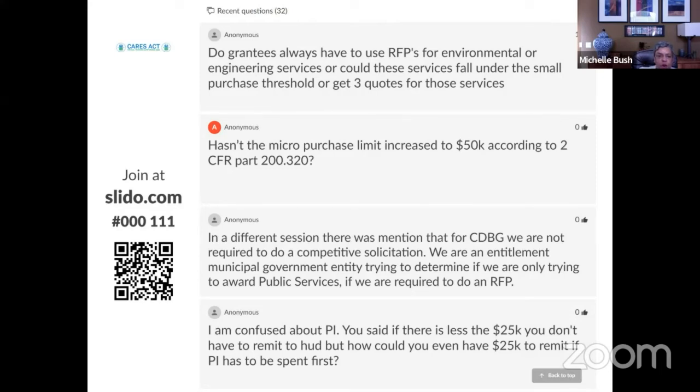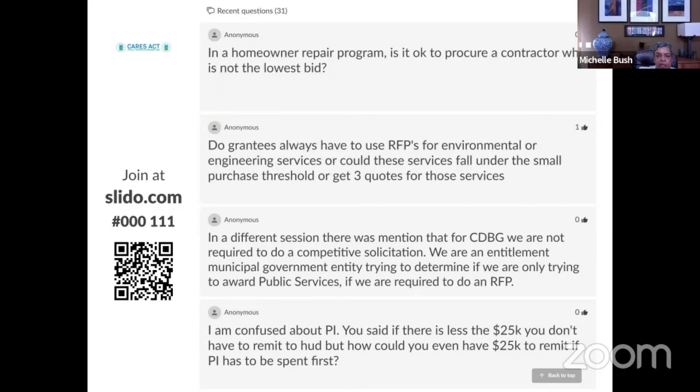Do grantees always have to use RFPs for environmental or engineering services, or could these services fall under the small purchase threshold or get 3 quotes for these services? I think that would have to be, again, in compliance with what your local procurement policies are. I don't think they're specific to environmental or engineering services.